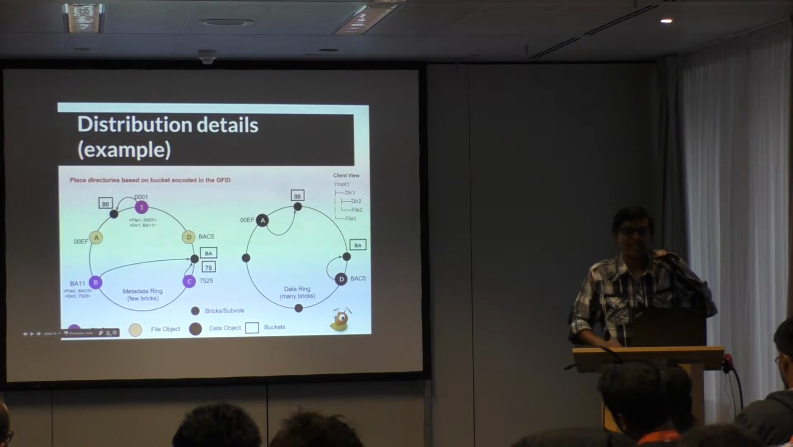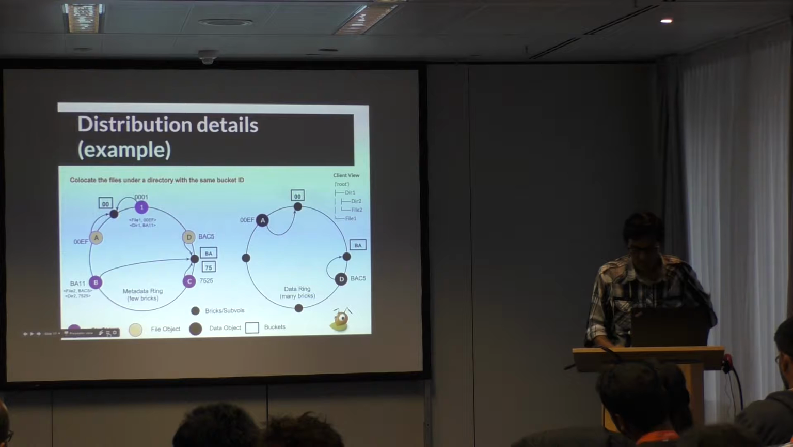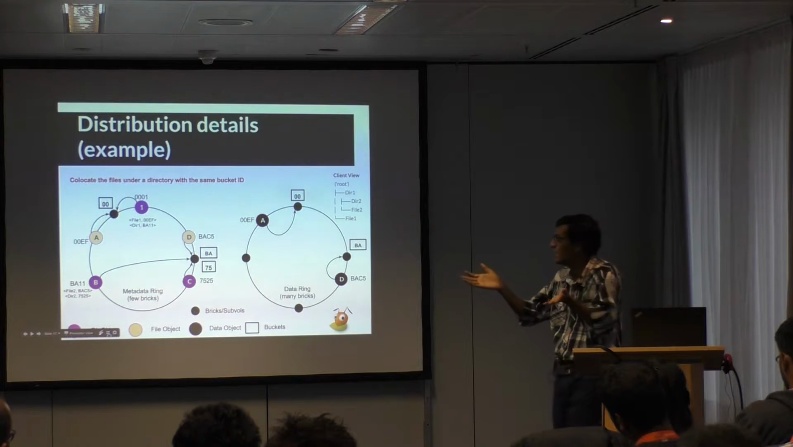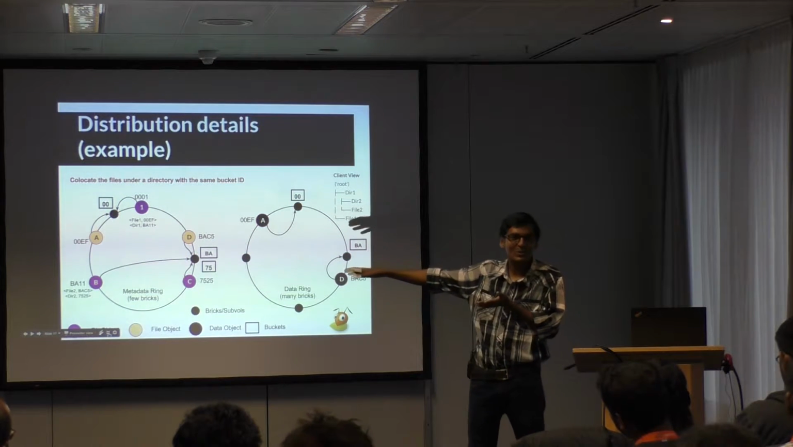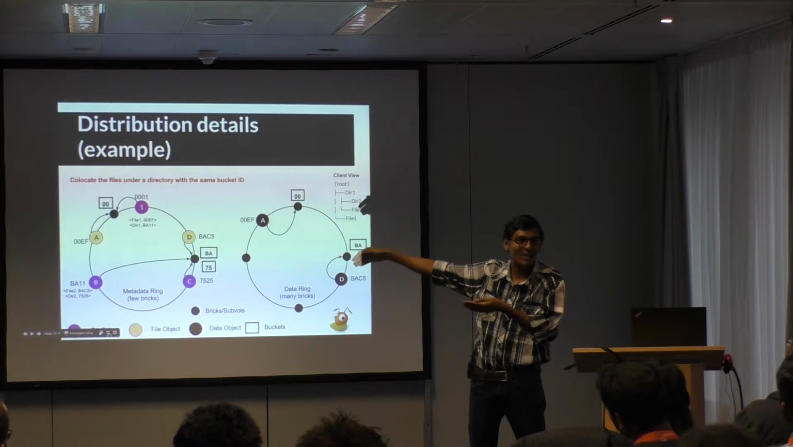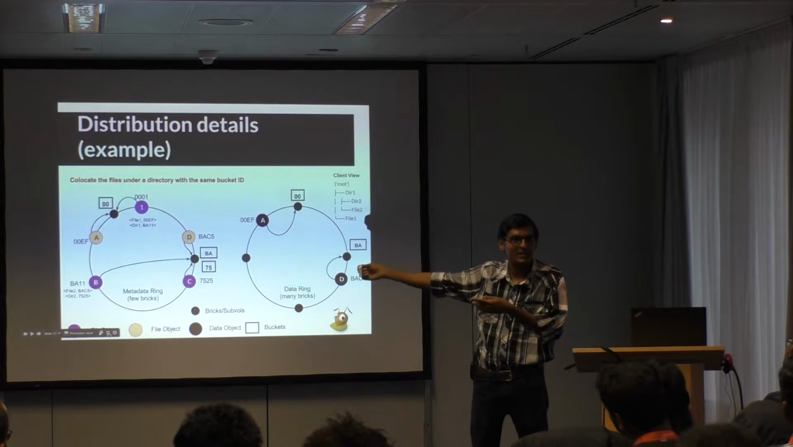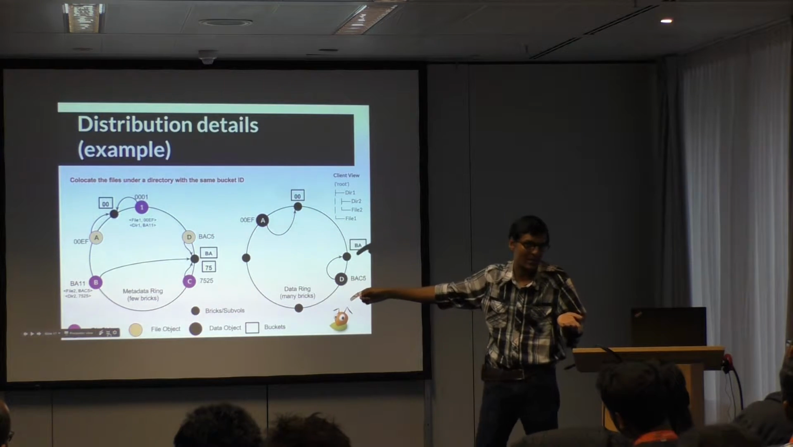And initially I said the GFIDs are chosen at random. They're not, because I wanted to show co-location. So the file GFIDs are actually chosen so that they have the same bucket ID as their parent. So file 1, which is under dir 1, actually has 00 as the bucket ID.